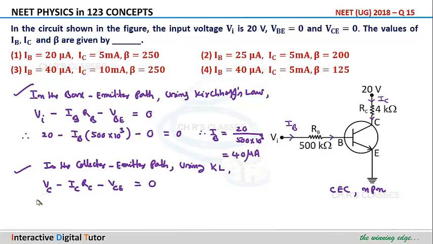to 0, and therefore this is 20 minus the collector current has to be calculated. RC is given 4 kilo ohms, 4 into 10 power 3, minus 0 is equal to 0. Therefore IC is equal to 20 divided by 4 into 10 power 3, and this is equal to 5 milliamperes.